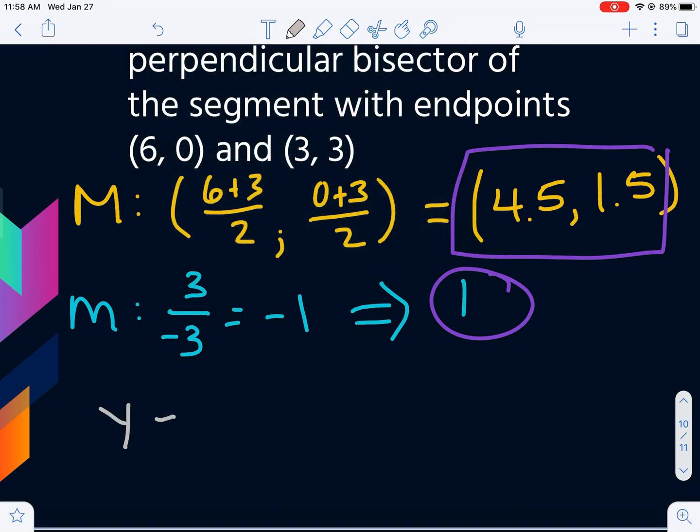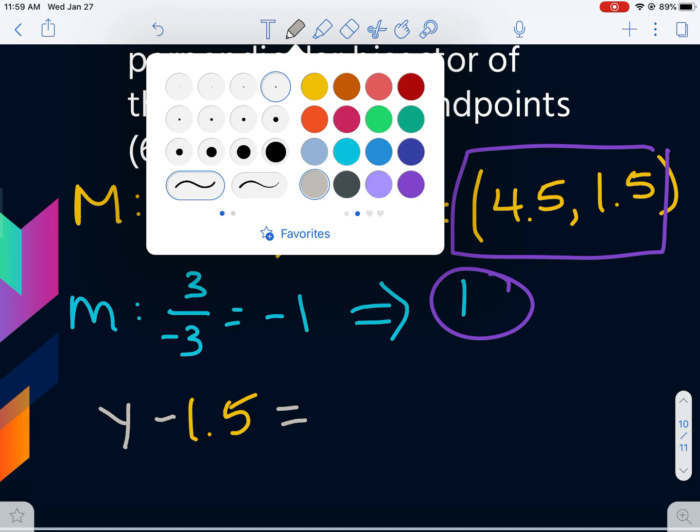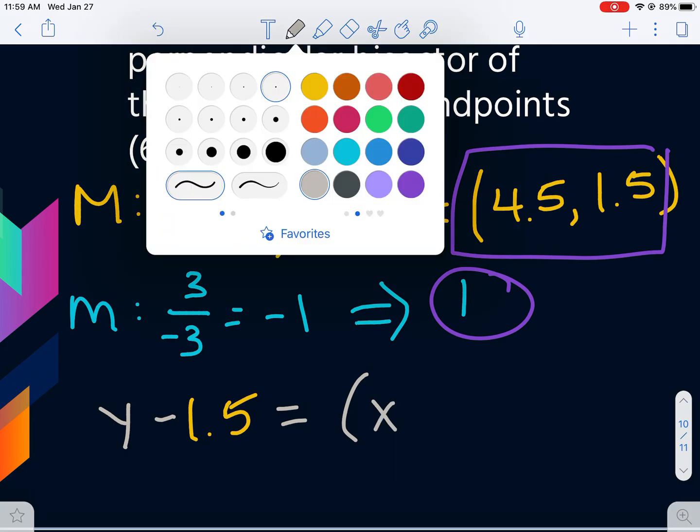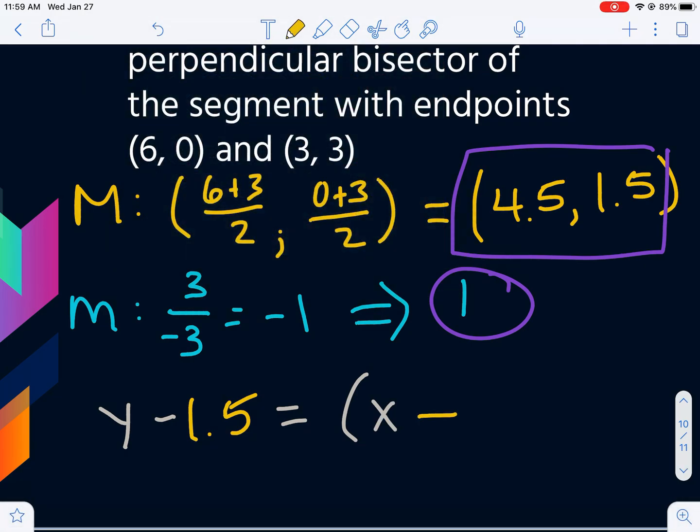So I can do y minus 1.5 equals, since my slope is 1, I don't really need to write it. If you really wanted to, you could. Most mathematicians choose not to, though. Times x minus 4.5.